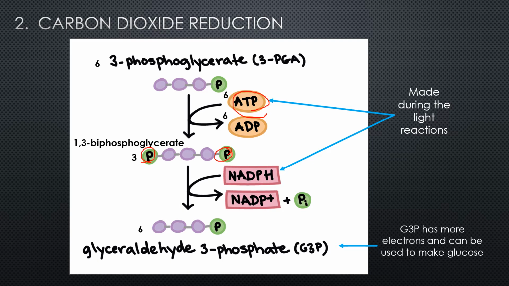The next step then uses up the NADPH. And so this is where the reduction happens. So we donate the hydrogen ion and some electrons, and it releases a phosphate group. So then we are left with G3P, glyceraldehyde 3-phosphate, right here. So that is the reduced form of carbon. And G3P is important because it has more electrons and has higher energy and can be used to make a lot of things, including glucose.